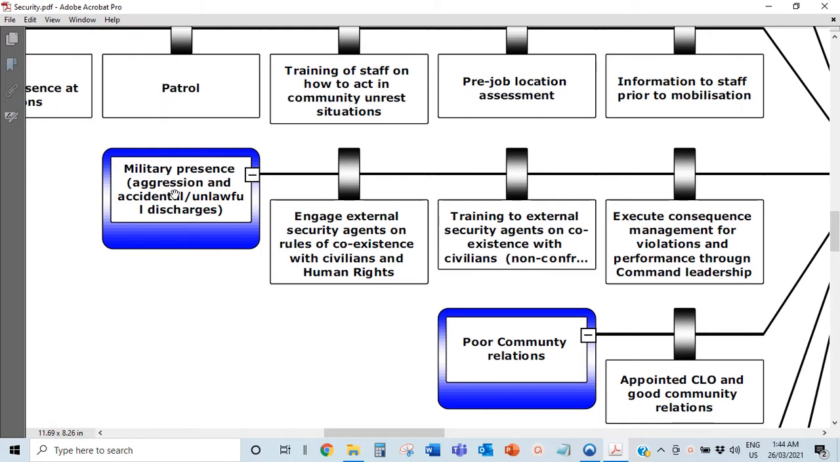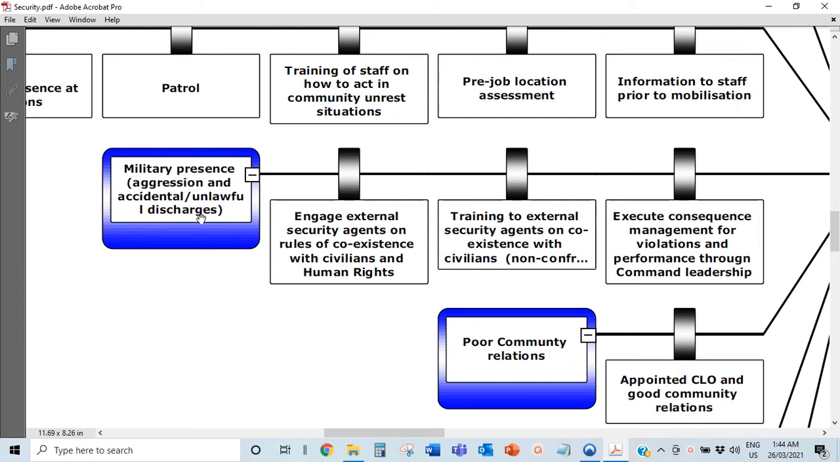Then I said also military presence. Sometimes military protection could also work against you if they're not properly trained, or if they are too aggressive, that could lead to accidental unlawful discharges. So if you are going to have military with you always, engage external security agents on rules of coexistence with civilians and human rights.